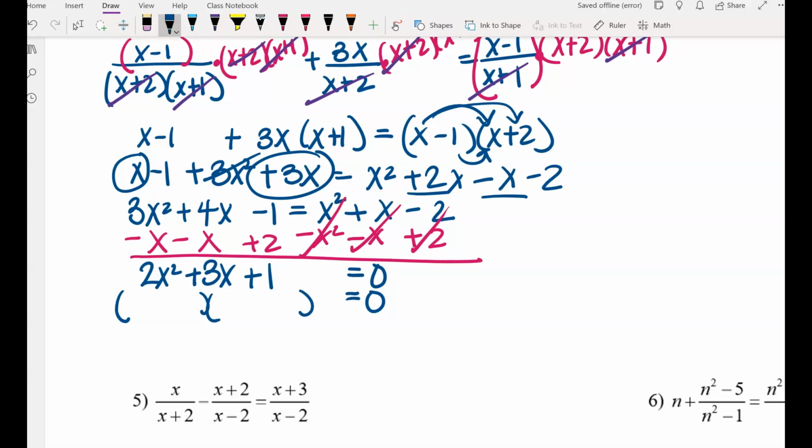So again, if you're not good with factoring, if you're not good with finding the LCD, please, please go to tutorial and ask for help.